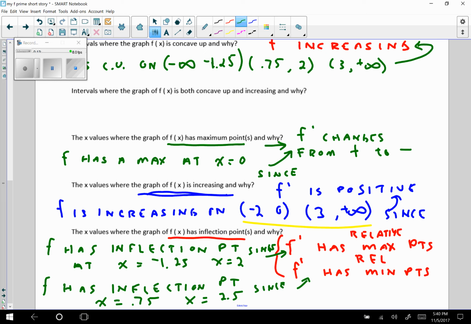So there's 4 x values where f has inflection points: negative 1.25, 2, 0.75, and 2.5. Why? Because f prime has relative maxes or relative minimums there, respectively. And this concludes this particular example of f prime short story.